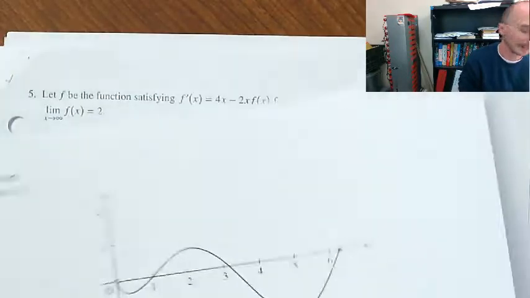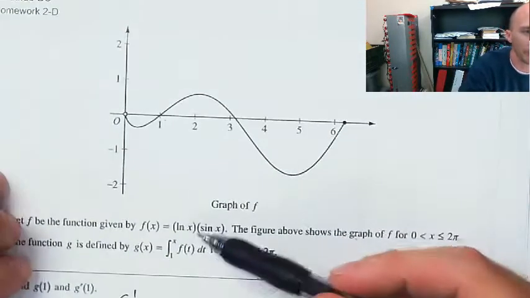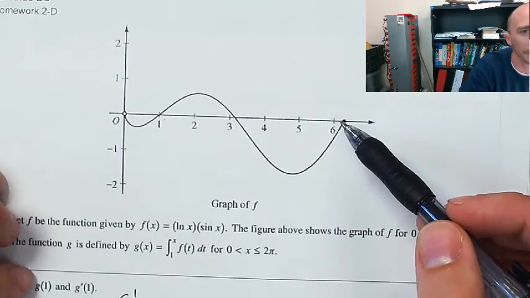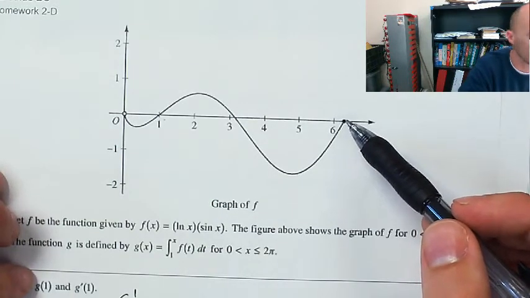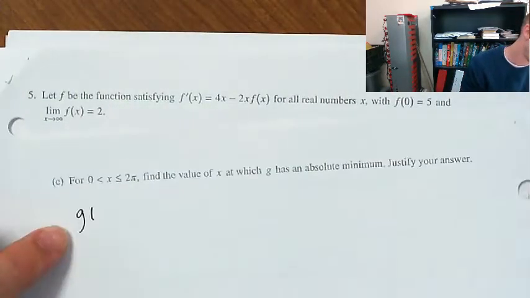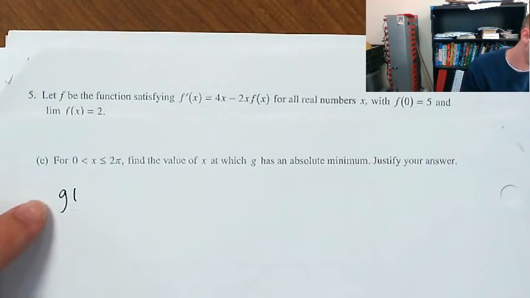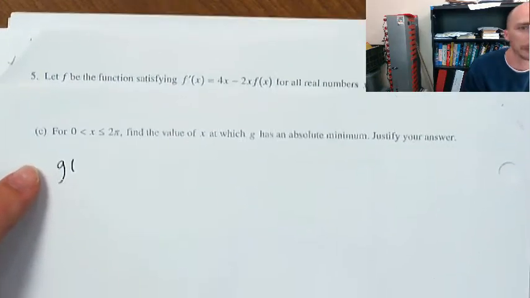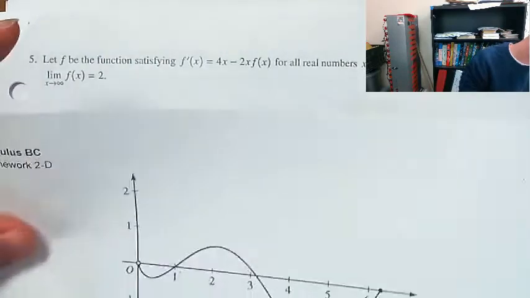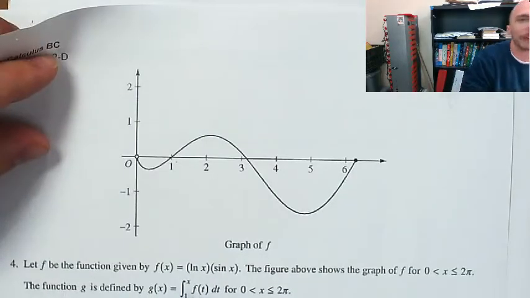Anyway, again, going back to the fact that I don't really want to anti-differentiate log of x times sine of x, I don't think I want to take... Okay, it's going to happen at x equals 2 pi. Let me think about this for a second. Find the value of x at which g has an absolute minimum. Okay, because isn't it going to be, yeah, it's the integral from 1 to x.